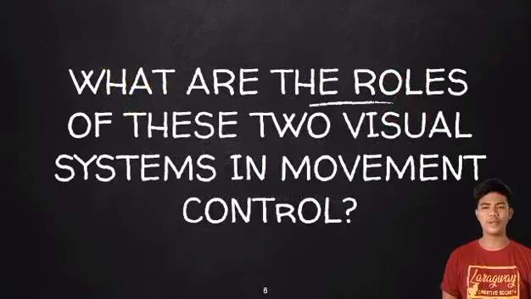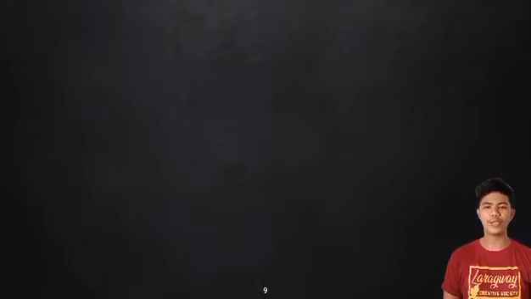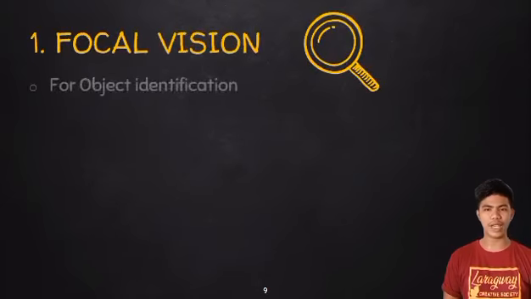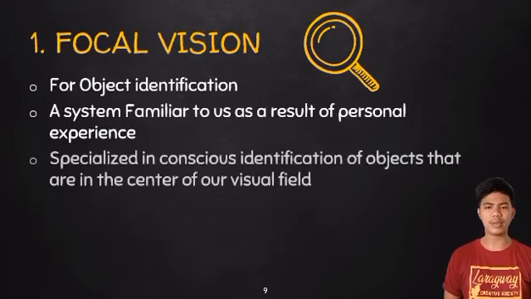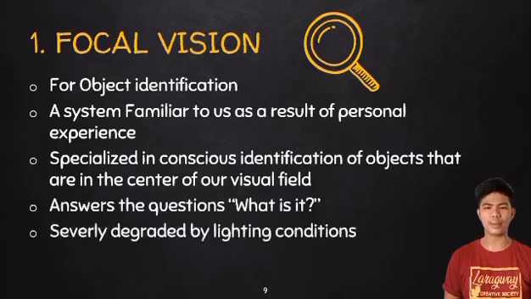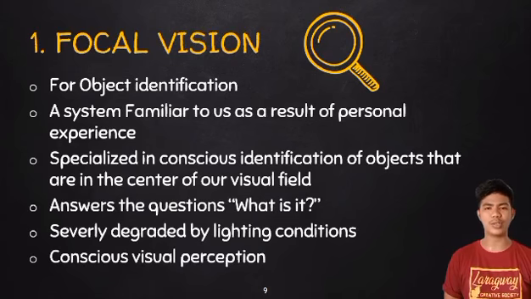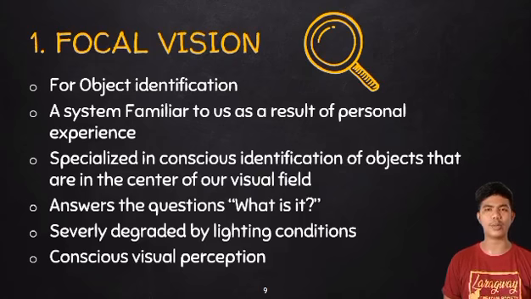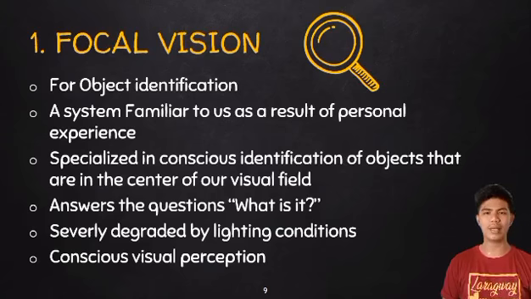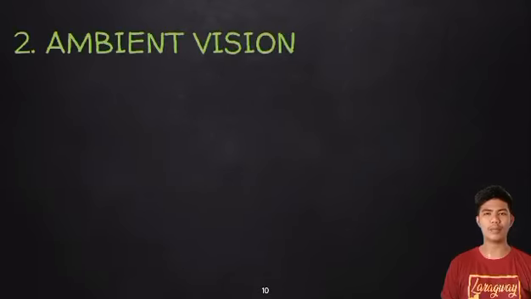What are the roles of these two visual systems in movement control? Focal vision is for object identification, a system familiar to us as a result of personal experience. It specializes in conscious identification of objects that are in the center of the visual field. This answers the question, what is it? It is severely degraded by lighting conditions, and lastly it is conscious, along with visual perceptions.